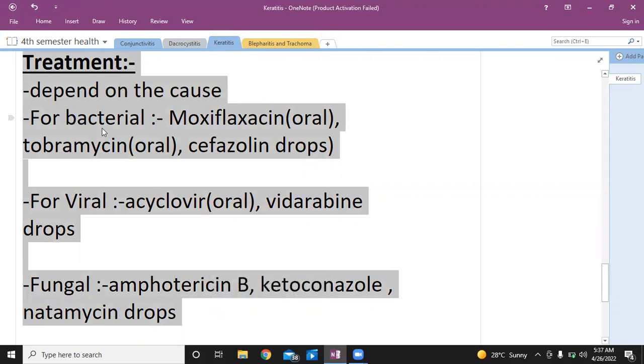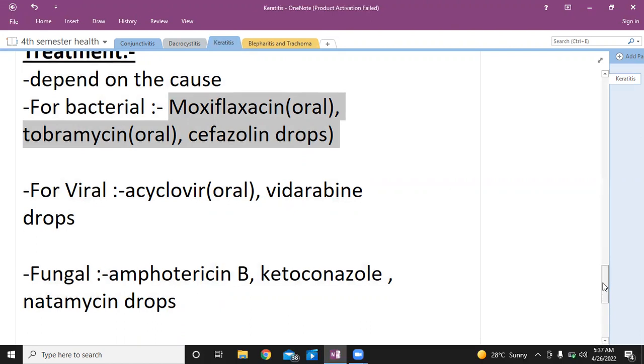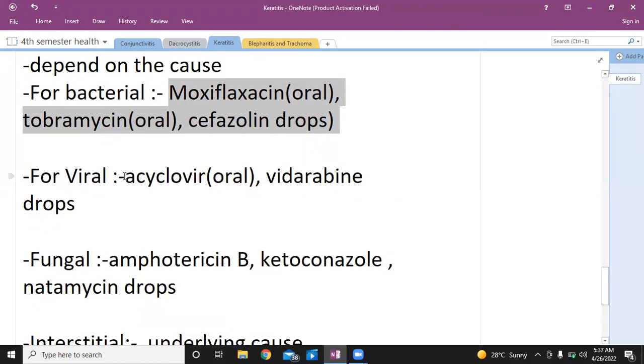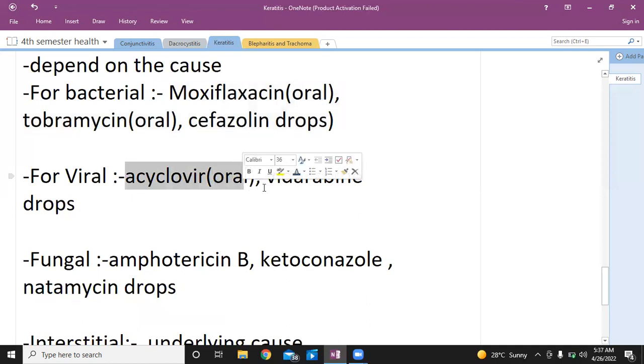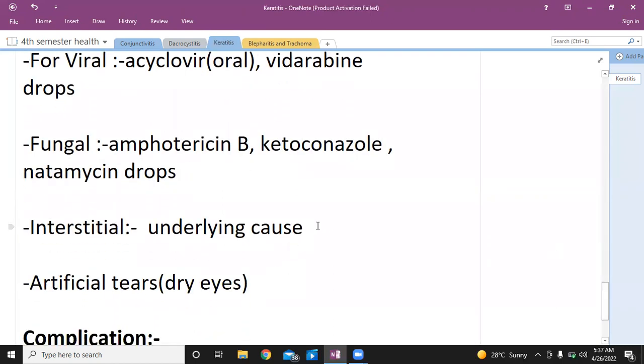If the underlying cause is of bacterial origin, you have to use moxifloxacin and tobramycin antibiotics orally, and you can also use cefazolin drops topically. And if the underlying cause is viral, you have to take antiviral drugs and drops like vidarabine drops. And if it is of fungal origin, take amphotericin B, ketoconazole, and natamycin drops, and your fungal keratitis will be treated. And if it is of interstitial origin, just treat the underlying cause.